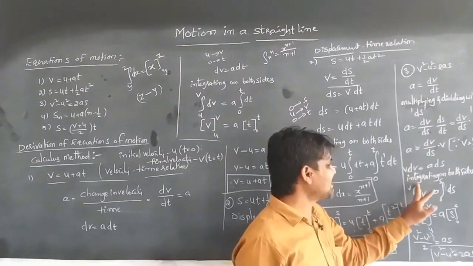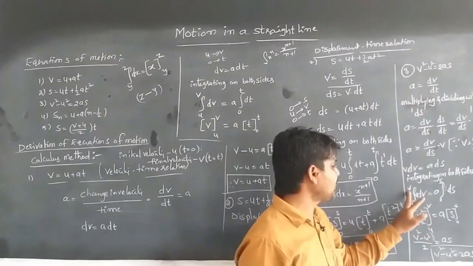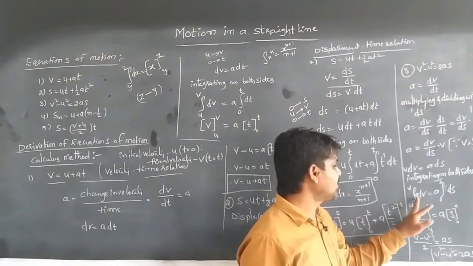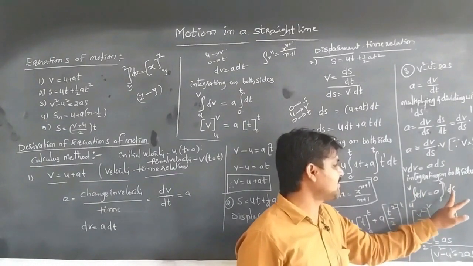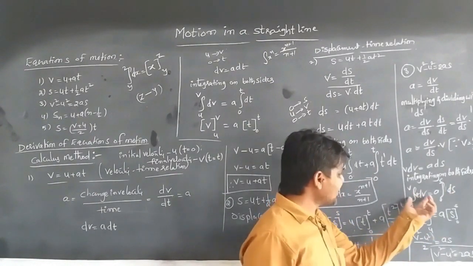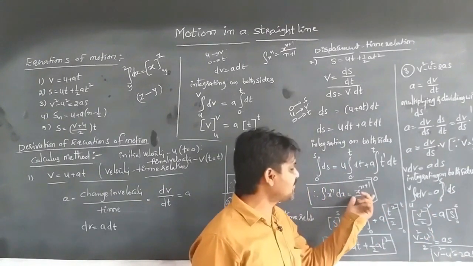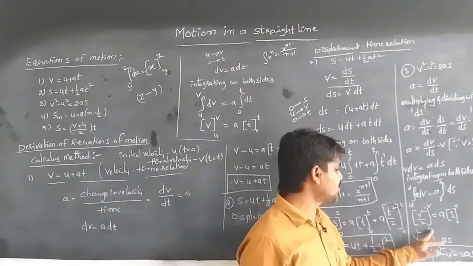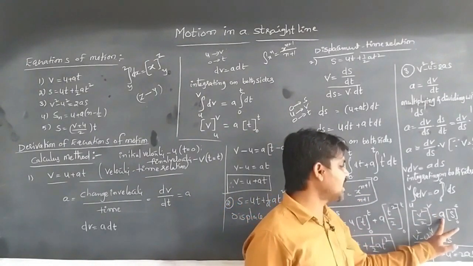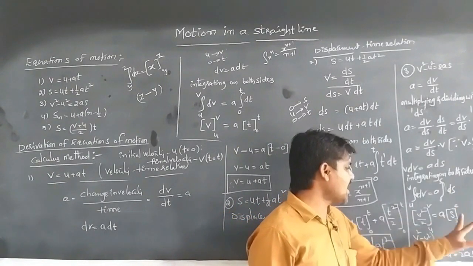Integrating both sides between the limits, the velocity goes from u to v. So between the limits u and v, integral v dv, and a between the limits 0 to s, integral ds. Then by integration using the formula integral x power n dx is x power n plus 1 by n plus 1, that becomes v square by 2 between the limits u and v, equal to a into s. Integral ds means s between the limits 0 to s.